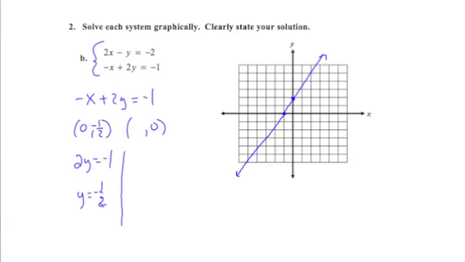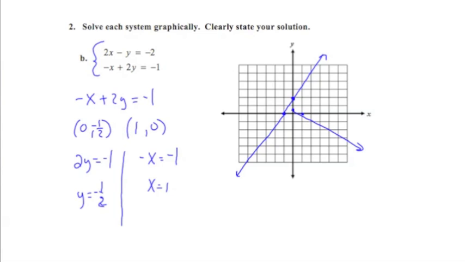For my second point, I'm going to put a 0 in for y, so I'd basically be left with this statement, negative x equals negative 1. And so for that to be true, x is going to have to equal positive 1. X will have to equal 1. So there's my next point. So I'll go ahead and graph that. So over 0 up a negative 1/2, my first point. And then over 1 up 0 would be my second point. So right there. So I'm going to graph these.